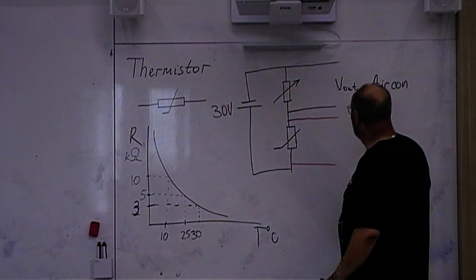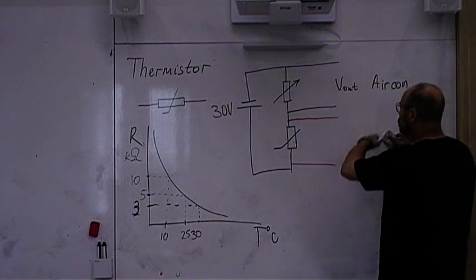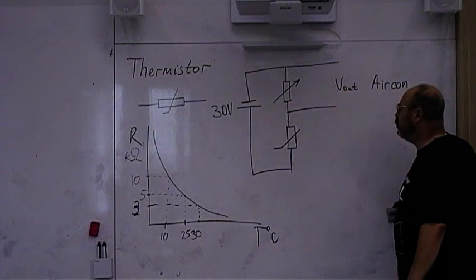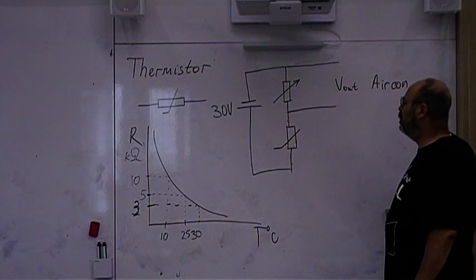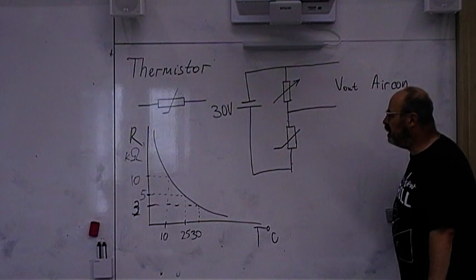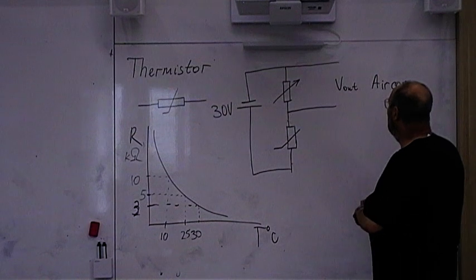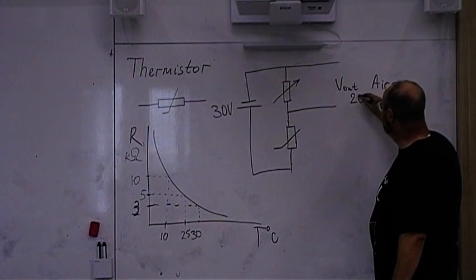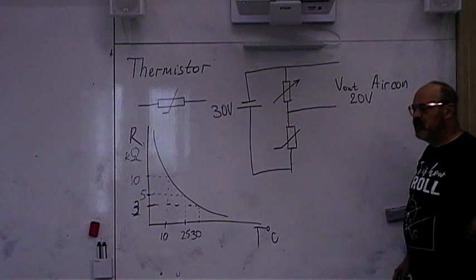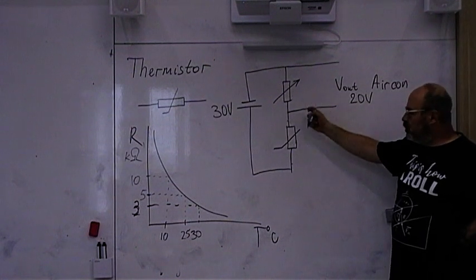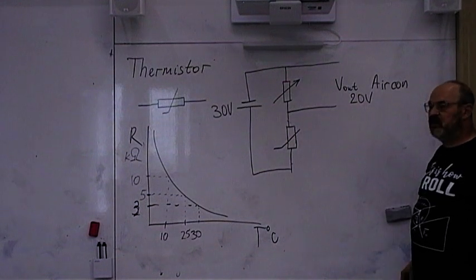The question is, for the air conditioner we take voltage out there, and let's say we need 20 volts to turn on the air conditioner. What should we set the resistance of the variable resistor to, to turn on the air conditioner at 25 degrees?